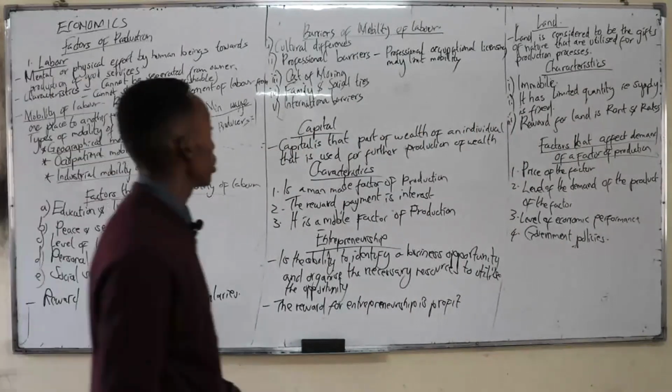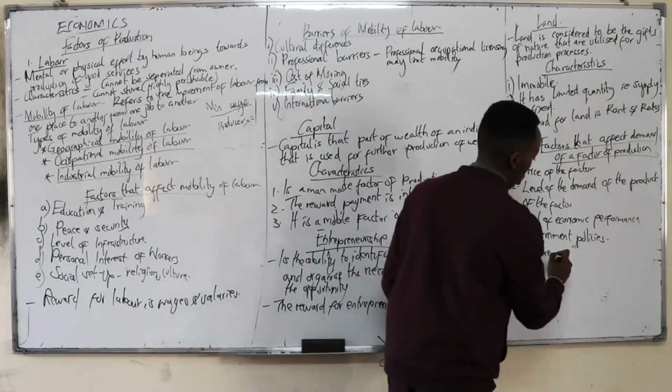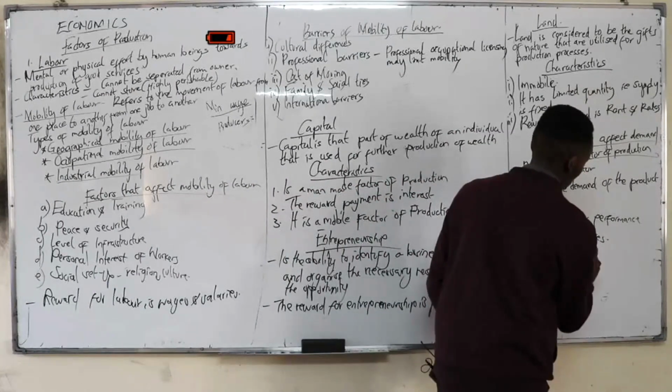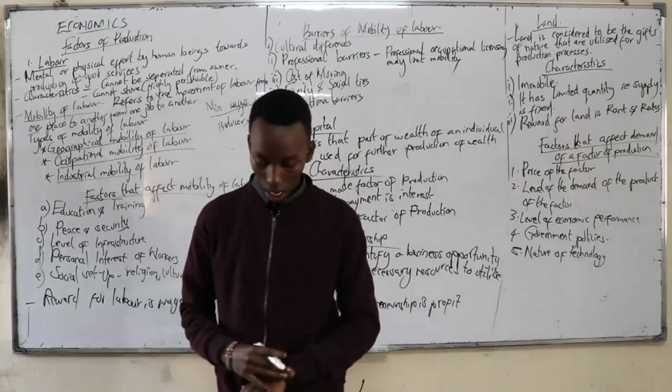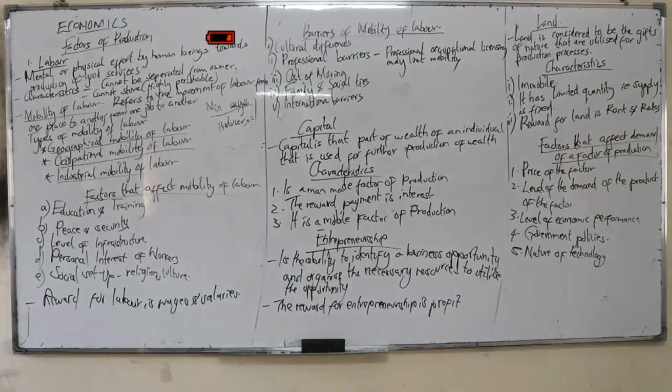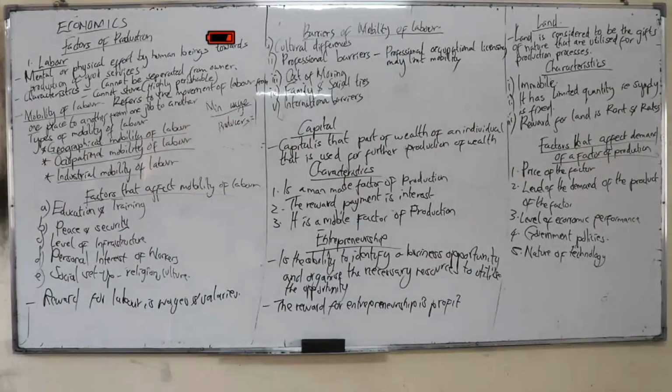And then also the nature of technology. For example, if our technology is so advanced, it is less likely that we're going to ask for or want the labor intensive techniques. So these are some of the factors that affect demand of a factor of production.